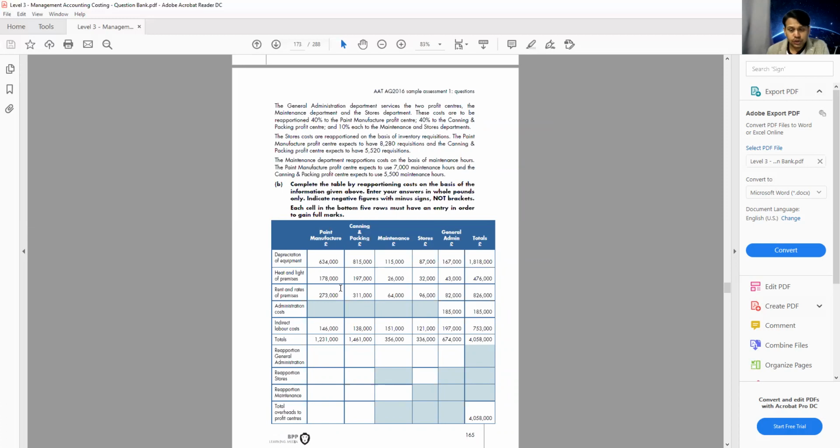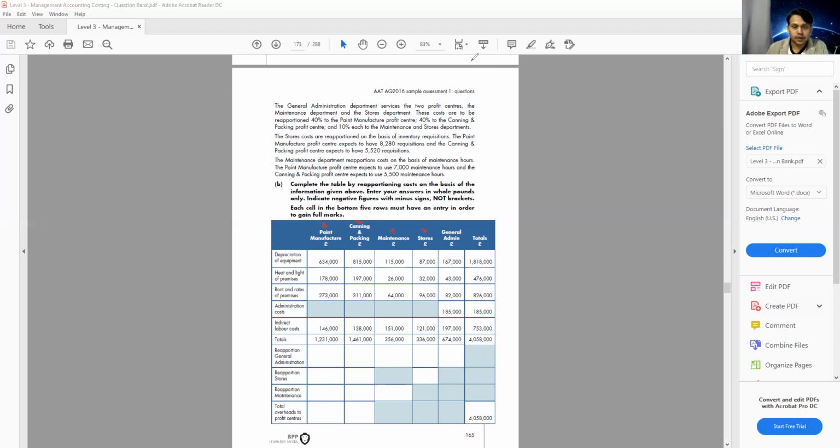Alright, so let's read this question. We have two profit departments. That one already said in the question. Number one, paint manufacturing. Number two, canning and packing. And we have three overheads, that is service department overhead. All the costs have to come here. So all these three, one, two, and three, all the service department costs have to be reapportioned to these two profit centers. So let's do this one.